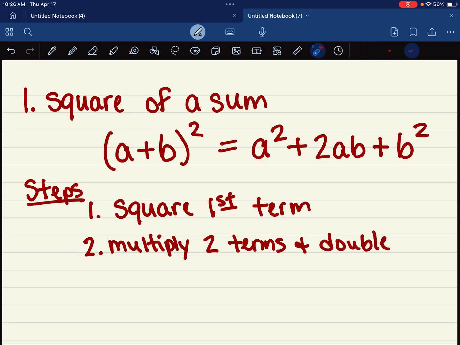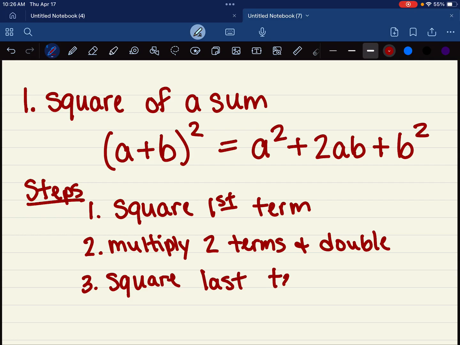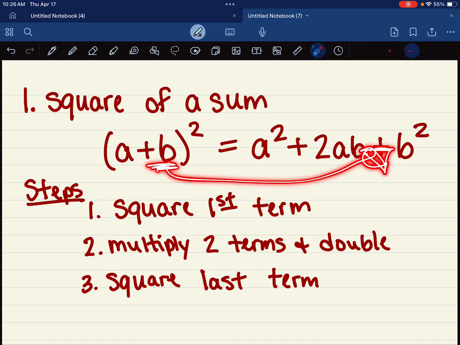It seems confusing at first, but once we do a couple, you'll get it. What is a times b? Just ab. And then if I double that, that would give me 2ab. Last step is to square the last term. So again, my last term is b. What does b times b give you? b squared. We're going to go through a couple examples of using that.